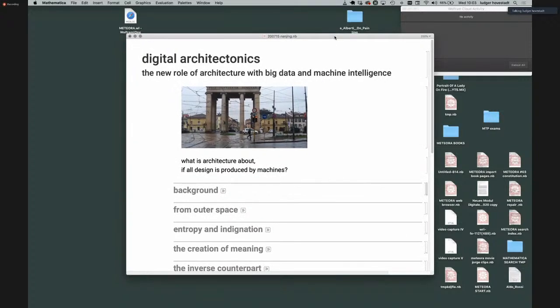This is my title, and I think we can continue from the talk and discussion yesterday, and especially the questions arisen in yesterday's talks. I want to ask the question: what is architecture about if all design is produced by machines? This is, I think, the very question you have to ask as architectural students today.